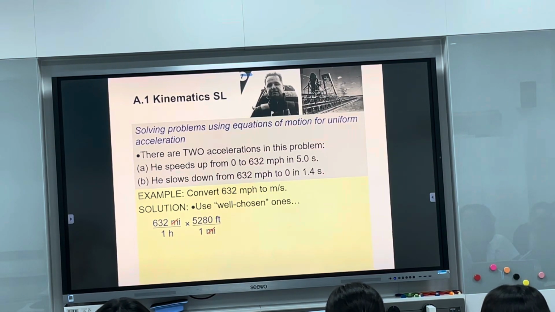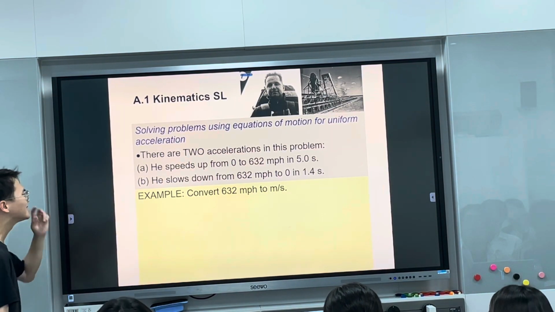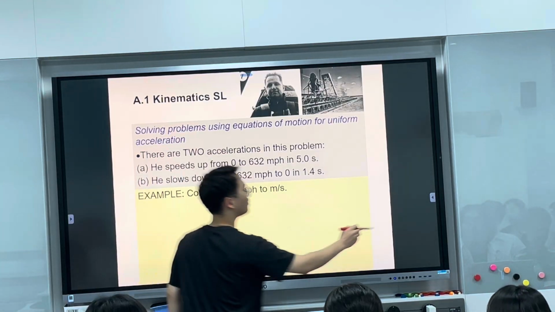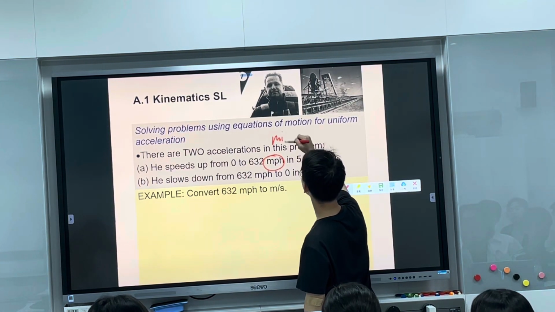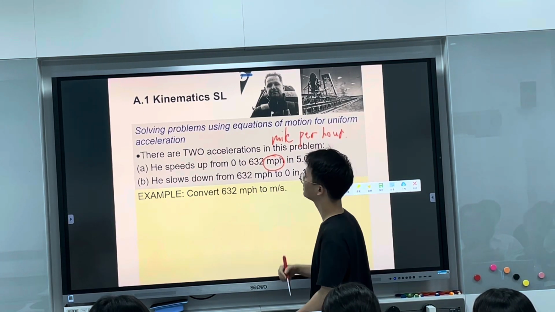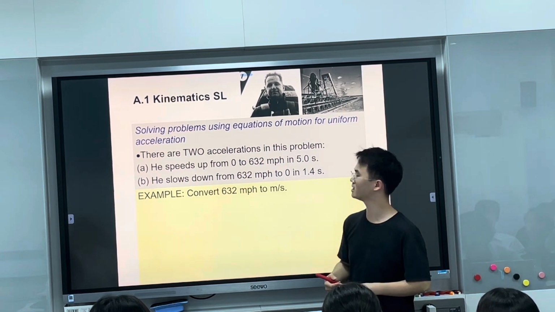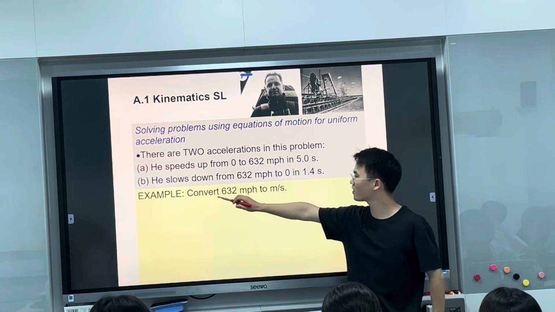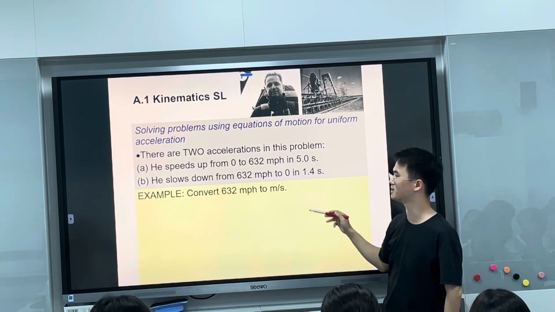Oh, units conversion. We can do a little bit of practice for this one. So, what is MPH? Anybody knows? Miles per hour. How do we do the units conversion? Let's look at it step by step. Convert 632 miles per hour to meters per second. How do we do that?